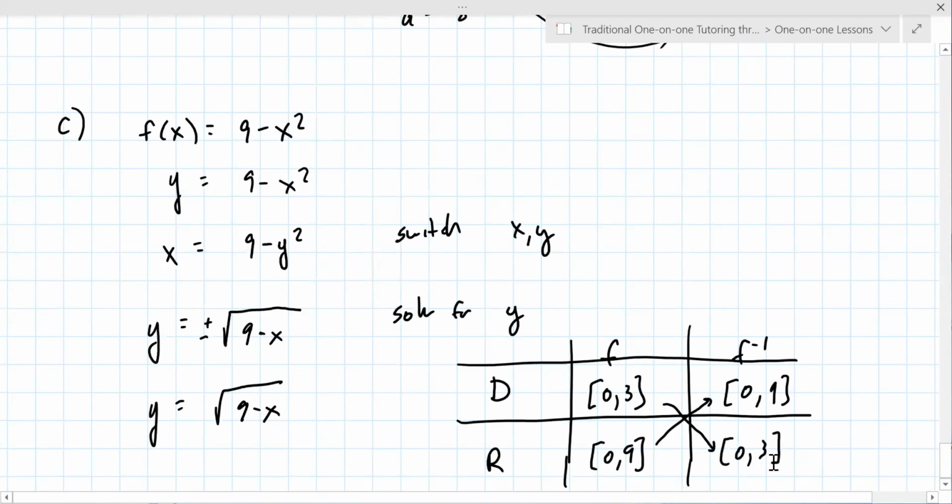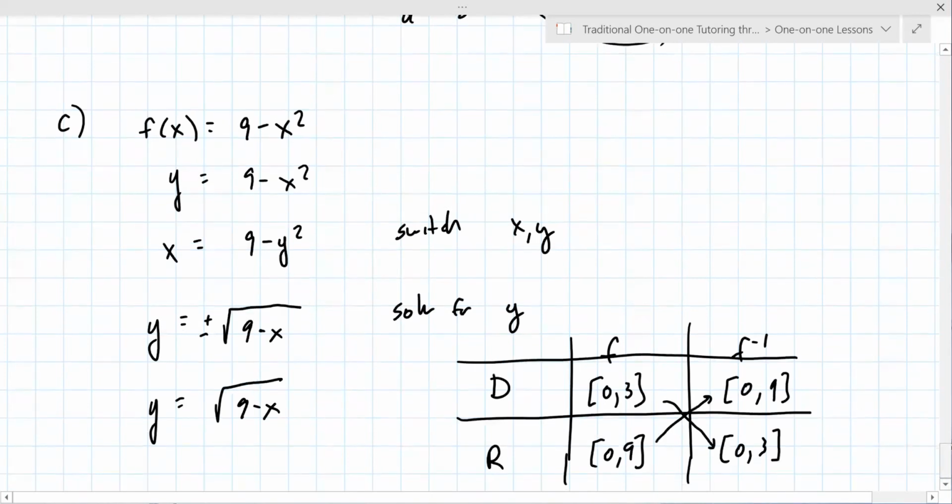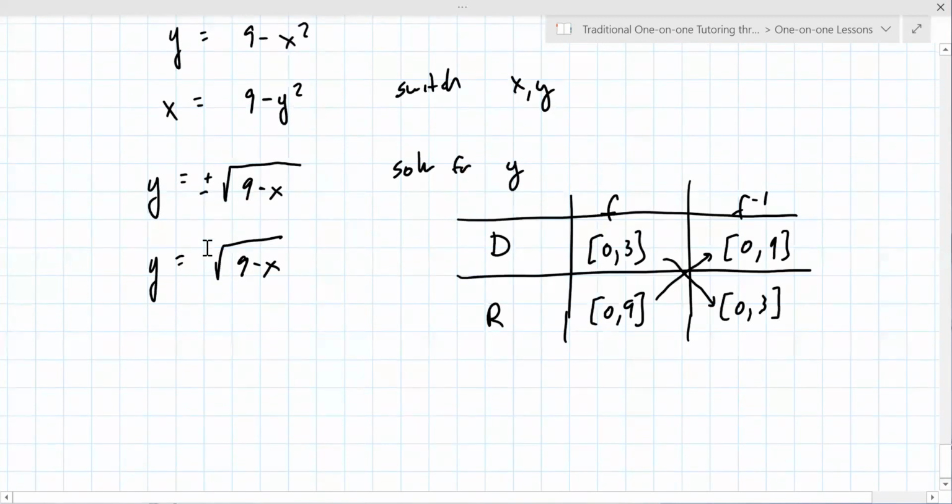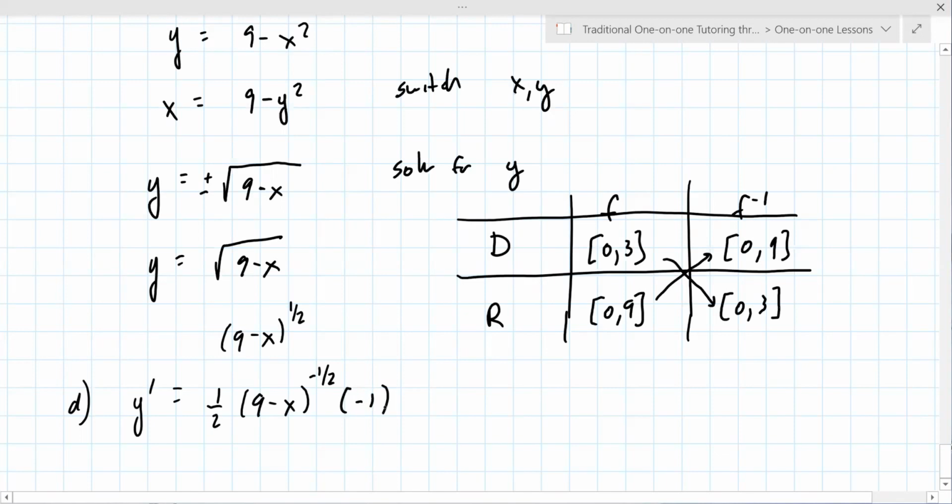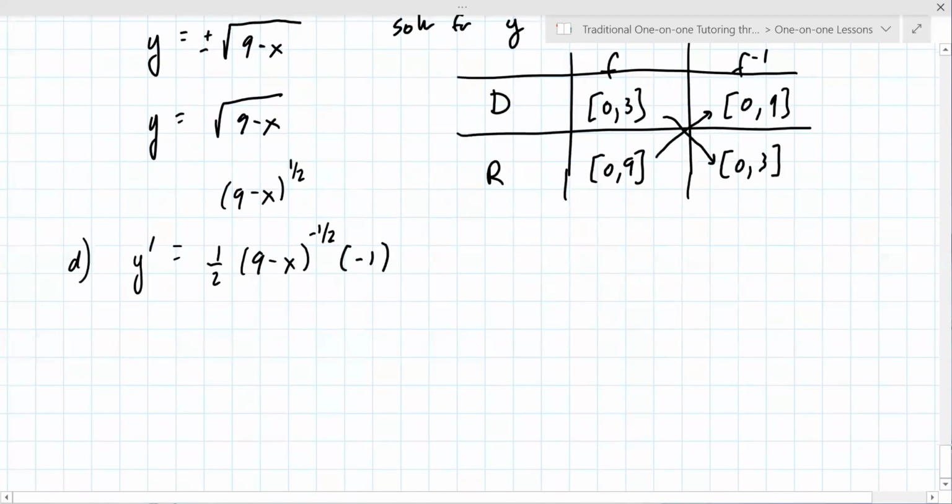All right. So now part D is to take the derivative of your inverse function right here. So this is where you need chain rule and stuff. You need y prime. So remember, this is 9 minus x to the 1/2 power. Yep. So it becomes 1/2 9 minus x to the minus 1/2 power. What is the derivative of 9 minus x? -1. Good.